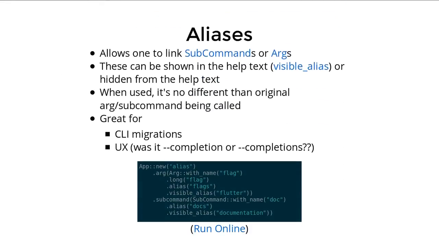You can also set aliases. Aliases can apply to either arguments or to subcommands. And it's a really nice way to either migrate CLIs or just for pure user experience. If you guys have used rustup, I can't tell you how many times I've typed rustup doc or rustup docs. I can't remember if there's an S or not. So just adding a hidden alias of doc and docs, your user types it and it just automatically gets it right, is a really nice thing.